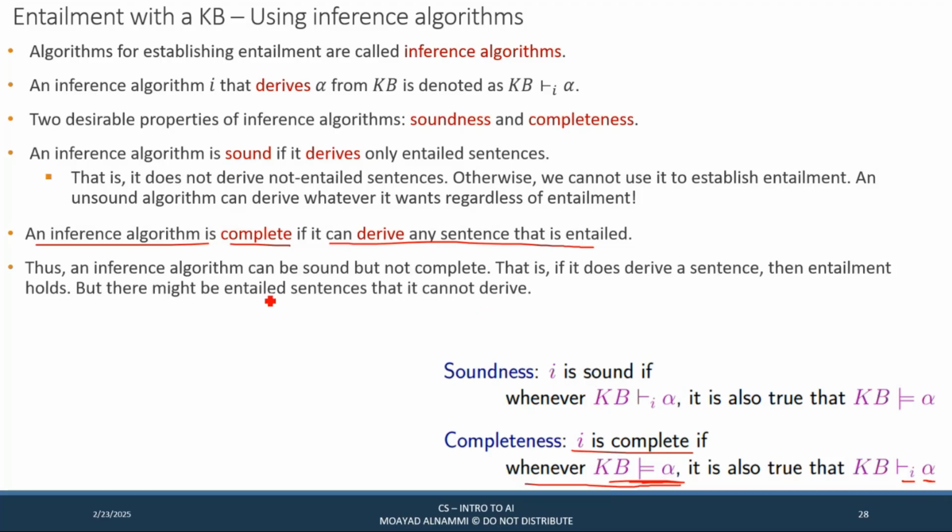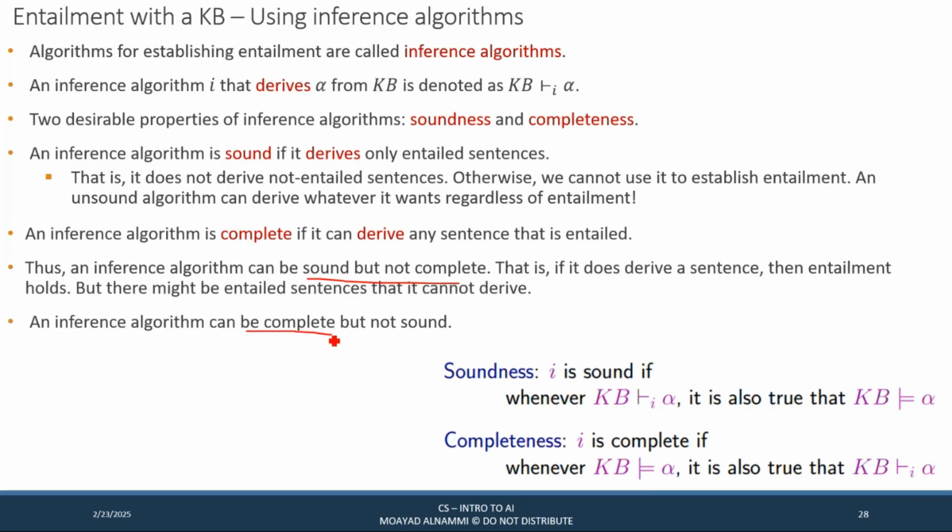And so an inference algorithm can be sound but not complete, right? You can have an inference algorithm that is sound, meaning that if it derives a sentence, it is also true that that sentence is truly entailed. Incomplete, how would it be incomplete? It means that there might be some entailed sentences, some alphas that are entailed by the knowledge base, for which it cannot derive them, right? That's what it means to be sound but not complete.